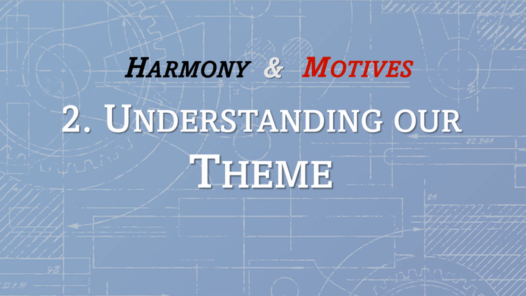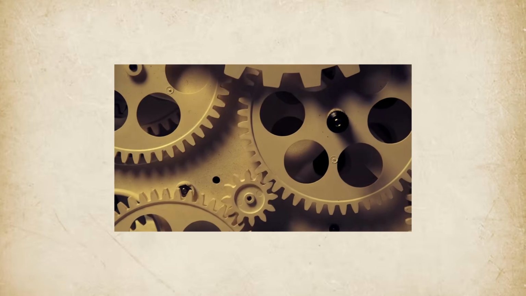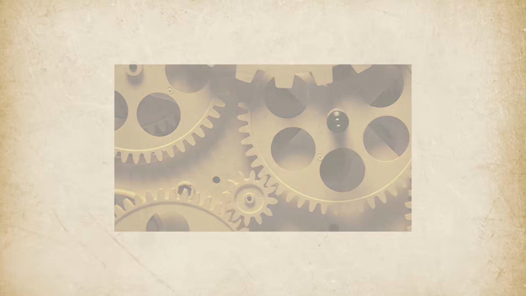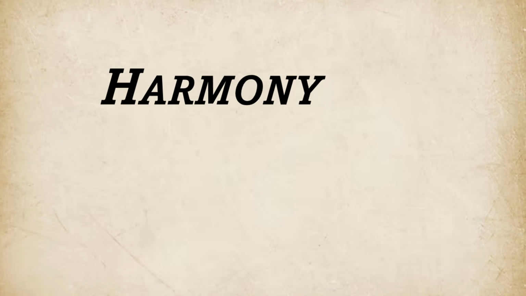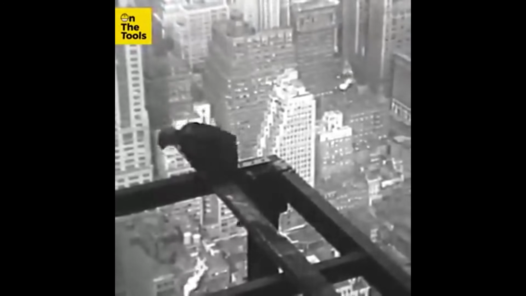Understanding our theme. Before even starting to work on our variations, first, we need to make sure we understand how our initial theme works, and this essentially means 2 things: harmonic and motivic analysis. Harmony stands as the backbone of our composition.